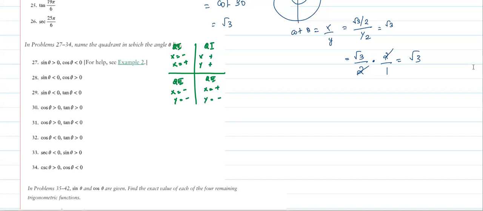So according to question 27, when they say that sine is greater than 0, what they mean is y value is greater than 0. Greater than 0 is also saying positive. So for question number 27, what they are saying is that y is positive. Cosine is less than 0 is another way of saying x is less than 0 or negative. Now, in which quadrant is y positive and x negative?